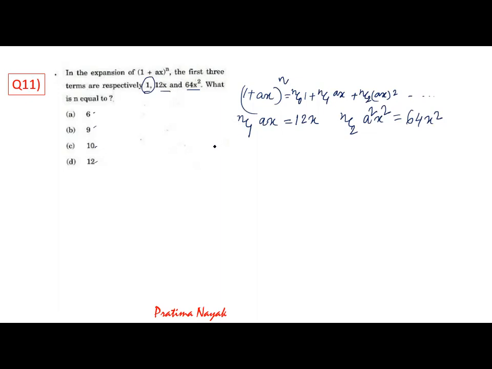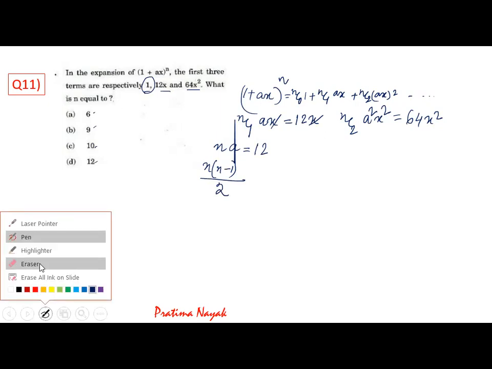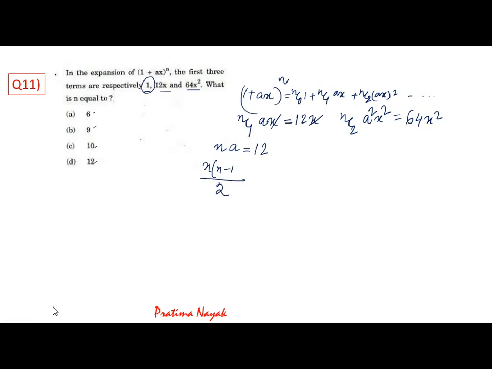So NC1 is n. So cancelling x, na is equal to 12, first equation. Second equation, I'm writing NC2 as n into n minus 1 by 2. You can remember this simple expression for NC2. It will be better. No need of calculation. You can remember, I'm writing here. NC2 is equal to n into n minus 1 by 2. If you know that, that is better. Into a square x square is equal to your 64x square. I'm cancelling x square.